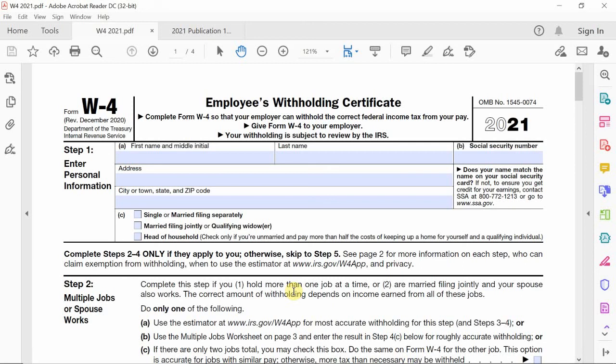But what this does is, once again, this tells the employer how you want to be taxed. So first off, straightforward, you need to fill out your legal information. You need to claim one of the three. There's only three options you can claim now. It's either single or married but filing separately, or married filing jointly, or the last one is going to be head of household.